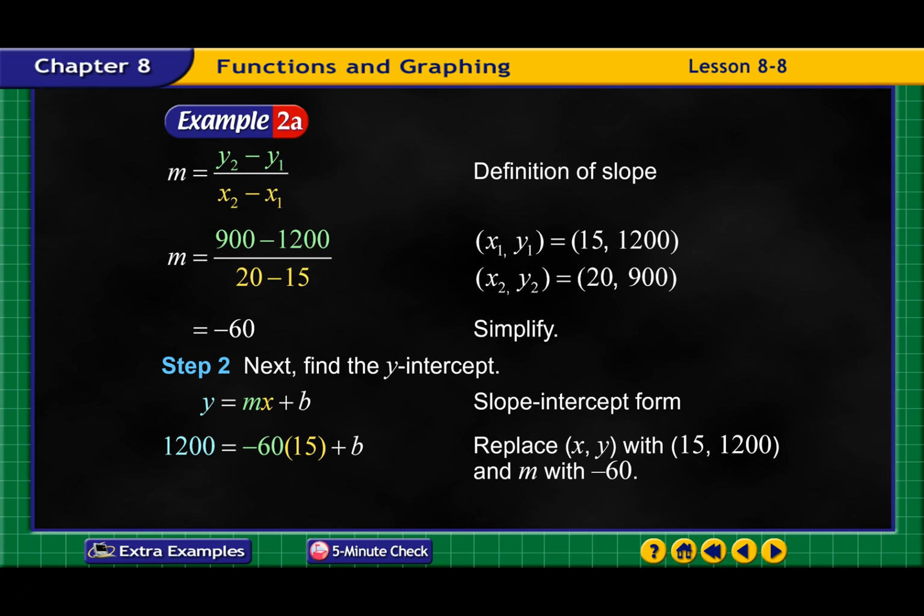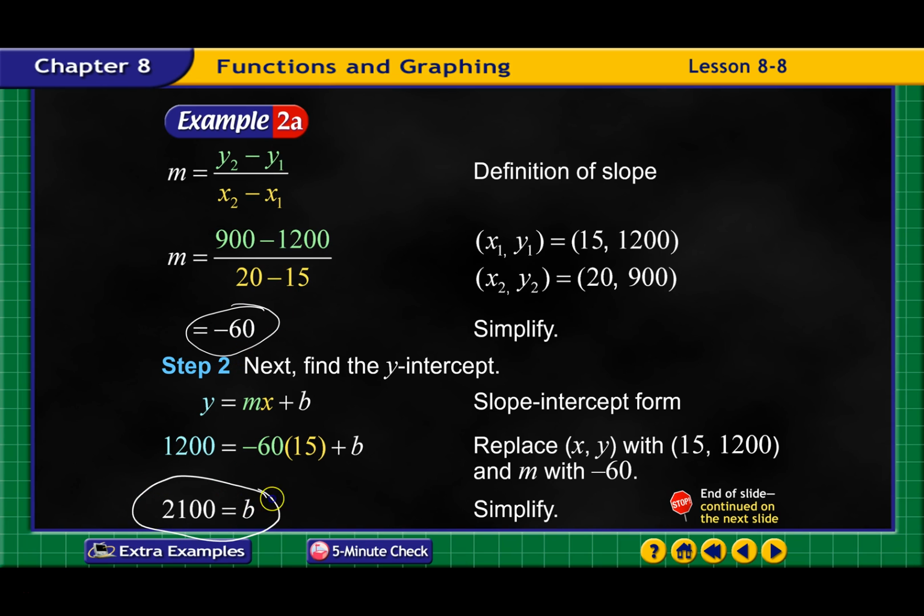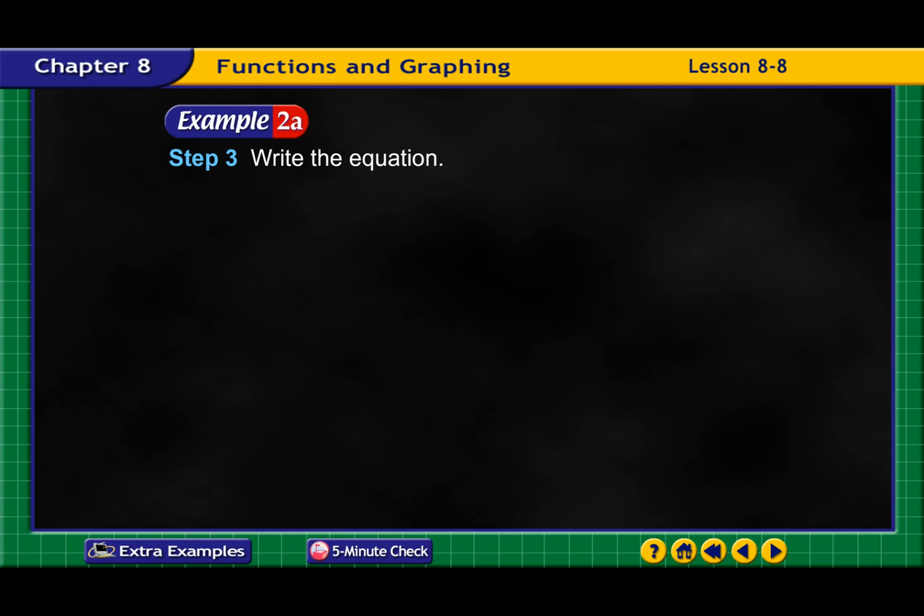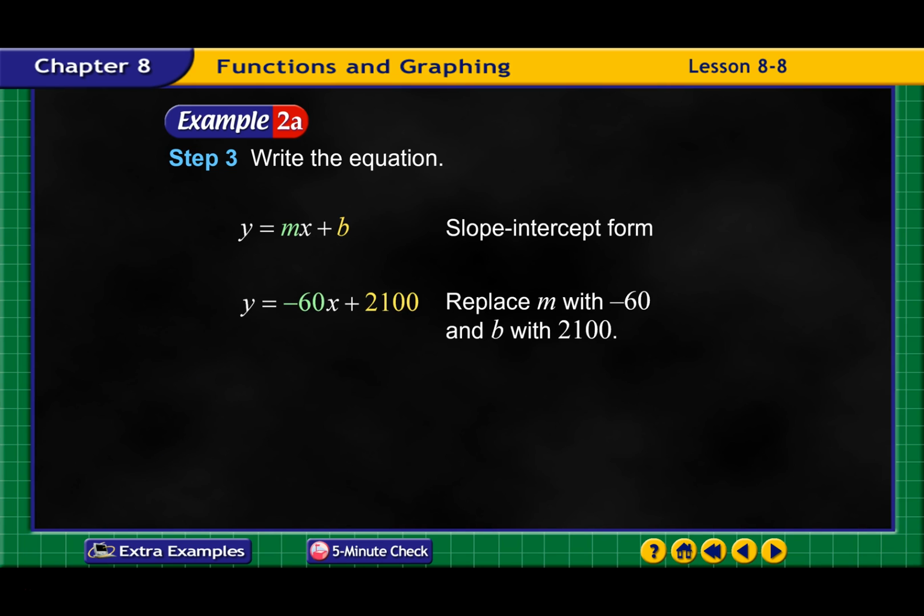Punch those in, multiply them out. Oh, and they just simplified it all out for us. So they multiplied those together and then subtracted them, or added them, sorry, because it's negative, added them to this side. Now we have a slope and a y-intercept. We can make a y equals mx plus b. So we write the equation, slope-intercept form. We put in 60 for our slope, 2100 for our y-intercept, and we have an equation.